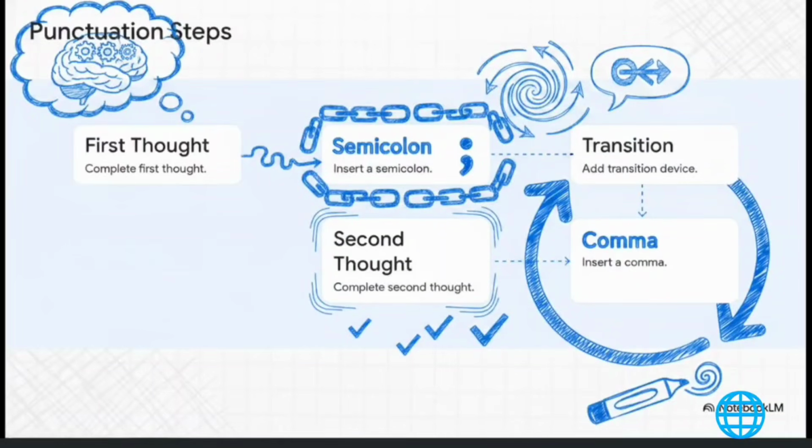Let's see how this builds structurally, step by step. Step 1, write your complete first thought. Step 2, insert that semicolon. Seriously, never just use a comma here or you're going to create a comma splice. Step 3, add your transition device, like therefore. Step 4, insert your comma immediately after the transition. Step 5, complete the second thought. Single words or multi-word phrases are always sandwiched by this specific punctuation when connecting two independent clauses.